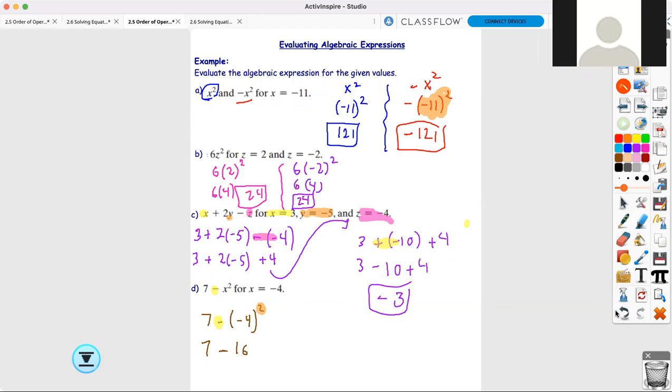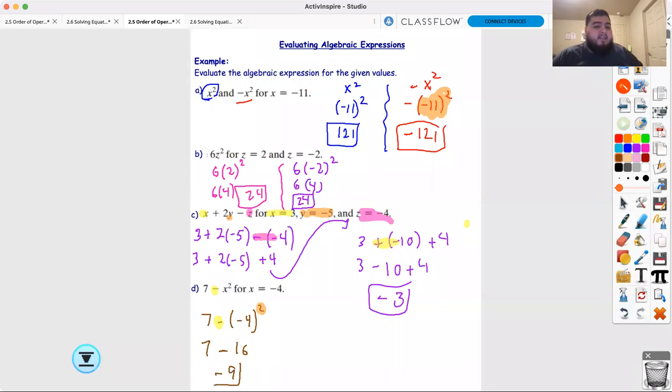The square. Thank you, Shirley. Yes. So 7 minus 6. We have 7. We spend 16. I think it's -9. Correct me if I'm wrong, class. But yeah. And we're good.